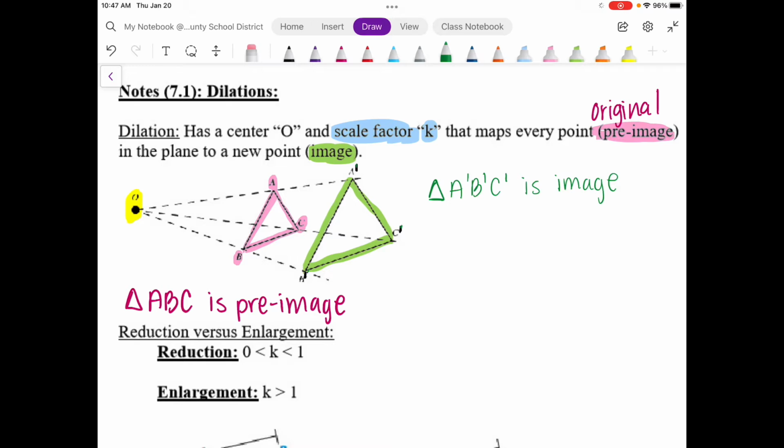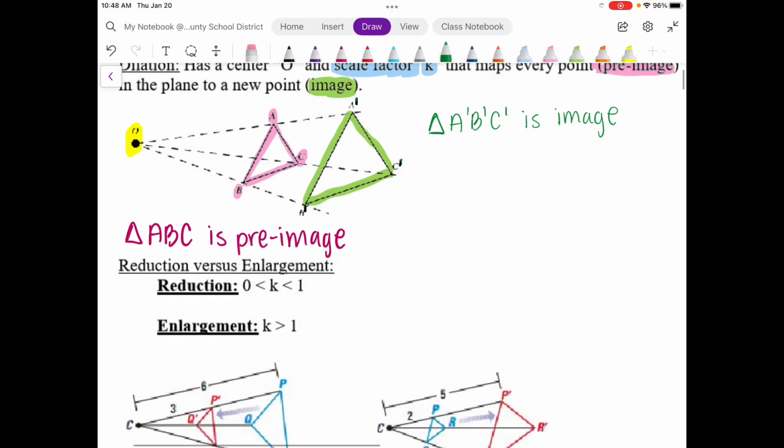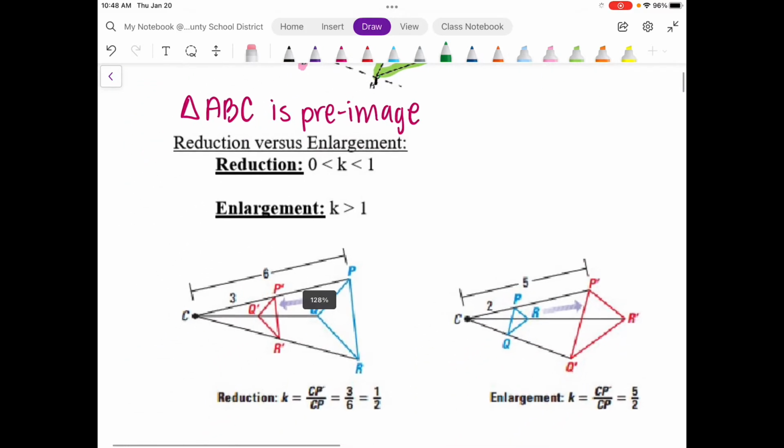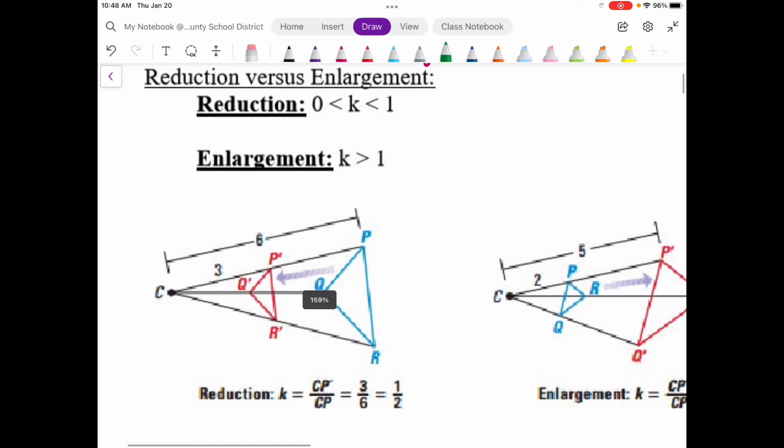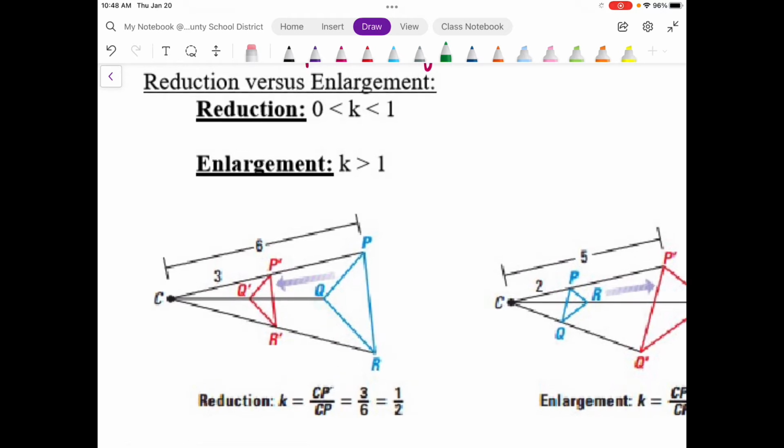And in this case, we went from a smaller triangle to a bigger triangle. But this is how I would differentiate between the two. Which one was the original, which one's the new one after the dilation. And it's, again, based on those primes, the markings next to the letters. So there's two types of dilations that we're going to be looking at. We have reduction and enlargement.